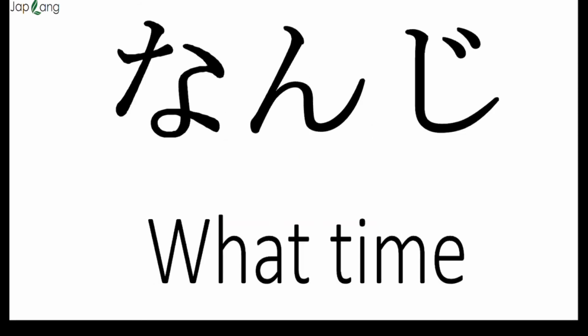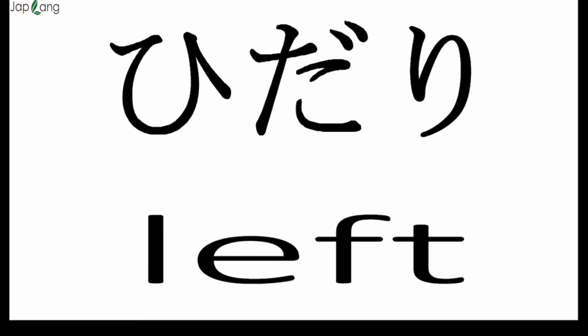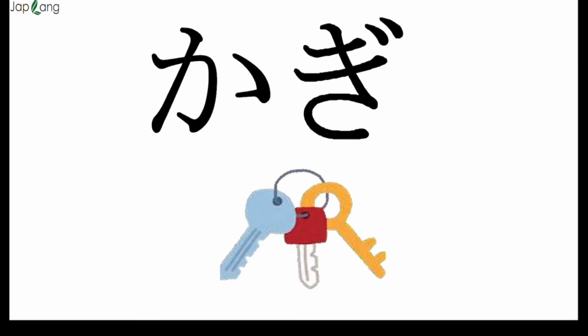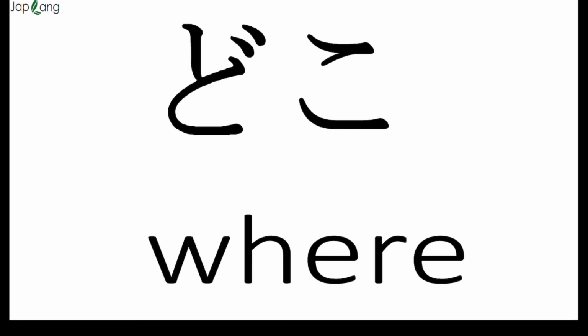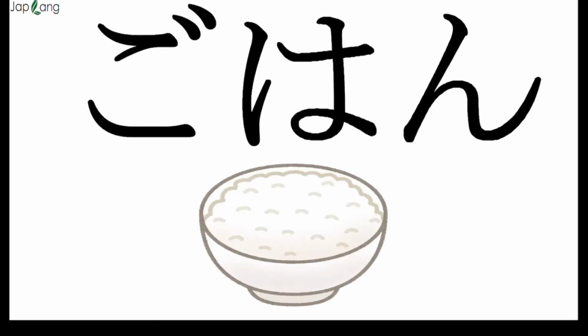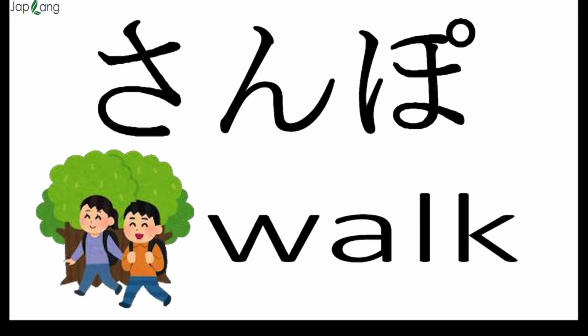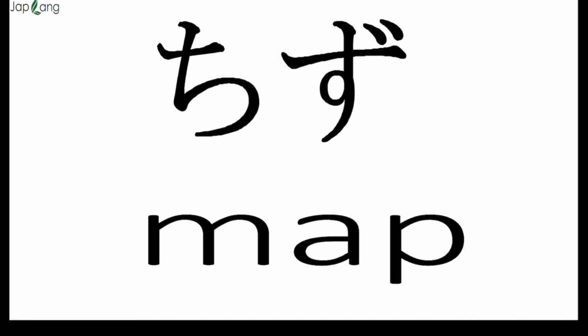Zannen is bad luck. Nanji is what time. Kabe is wall. Kaigi is meeting. Hidari is left. Kazoku is family. Kagi is keys. Shinbun is newspaper. Doko is where. Kaze is wind. Dare is who. Gohan is rice. Kado is corner. Tempura is fried snacks. Kabin is vase. Sanpo is walk. Hambun is half. Denki is electricity. Chizu is map.